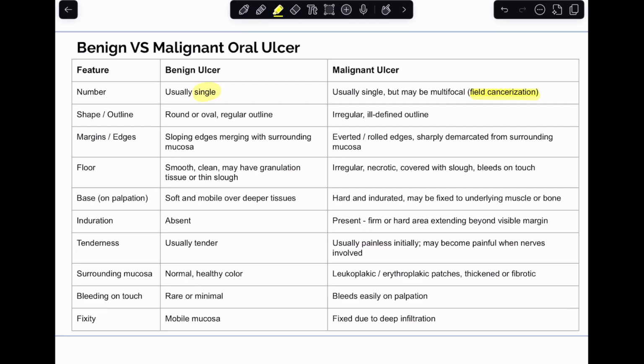Coming to the shape of the ulcer, usually benign ulcers are round or oval and has a very regular outline, whereas malignant ulcers are very irregularly ill-defined outline. Coming to the margins and edges, benign ulcers have sloping edges merging with the surrounding mucosa, whereas malignant ulcer has everted or rolled edges and sharply demarcated from the surrounding mucosa. Floor, the benign ulcer, the floor would be smooth, clean, and sometimes even have granulation tissue or thin slough. Whereas in case of malignant ulcer, as we saw in our case, it will be irregular, necrotic, covered with slough, and can even bleed on touch, depending on its vascularity.